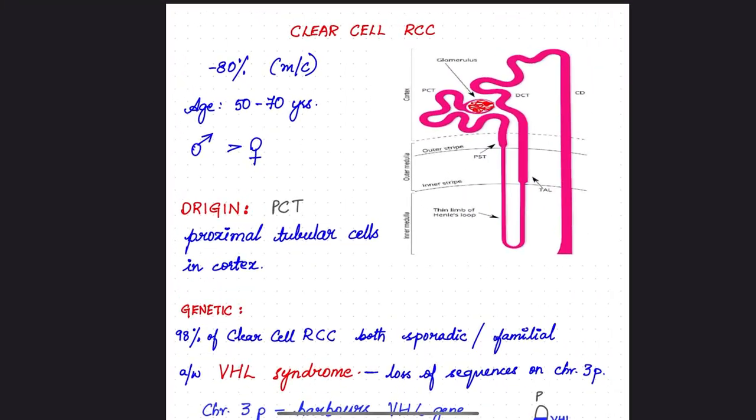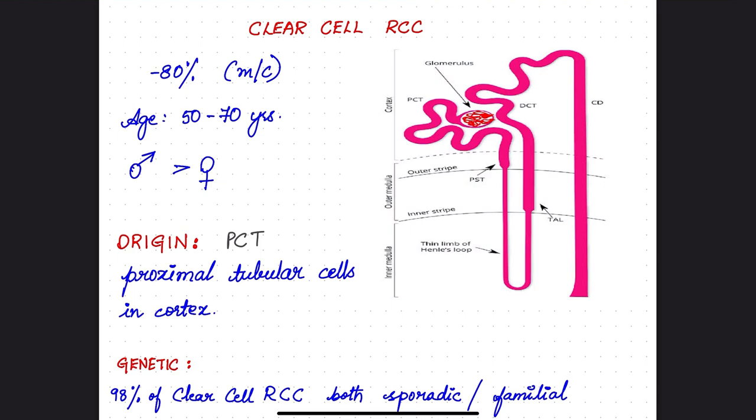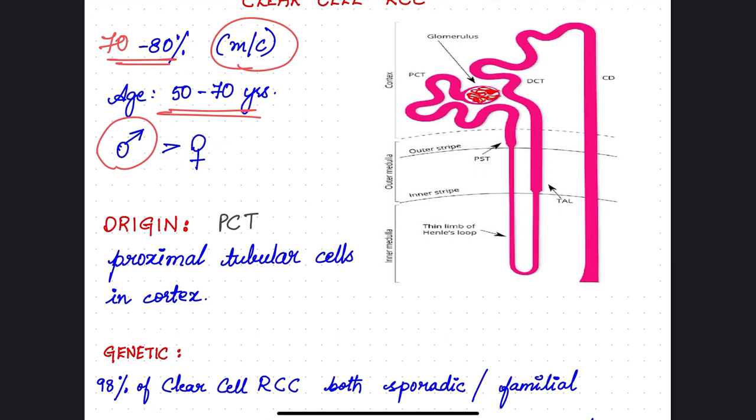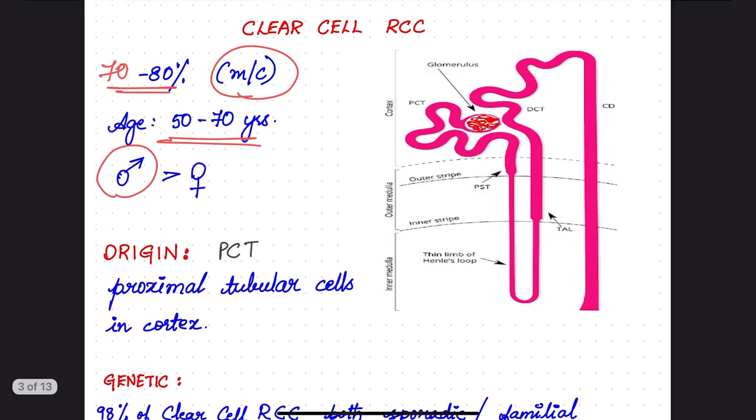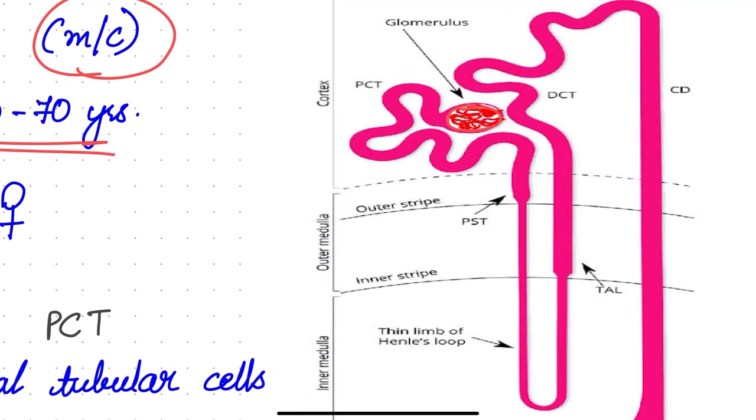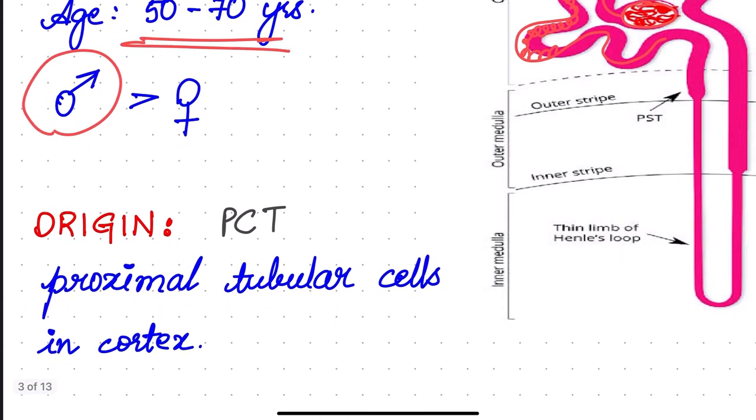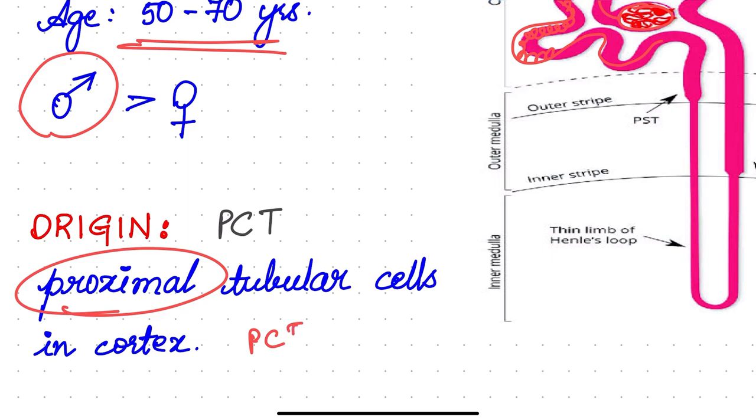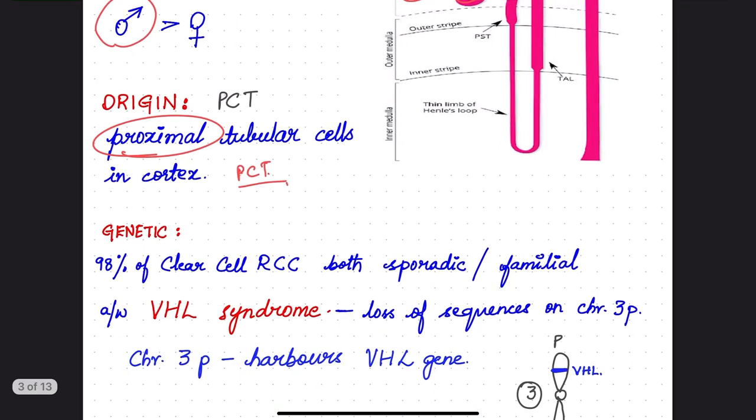Now, let us study the clear cell variant of RCC. It is the most common, almost 70 to 80% of RCCs. They are more common between the ages of 50 to 70, and obviously males are more commonly affected than females. So, where is the origin of the clear cell variant? It arises from the proximal tubule. For example, this is the nephron, this is the glomerulus, this is the PCT. From the epithelium of the PCT, the clear cell variant of RCC arises. So the origin is from the proximal tubular cells in the cortex.